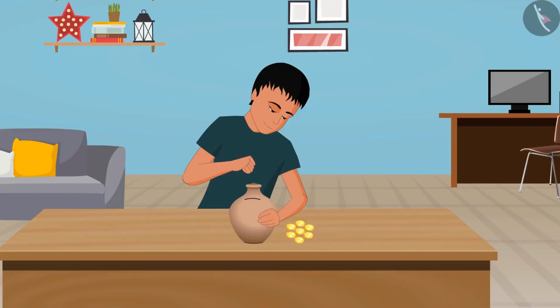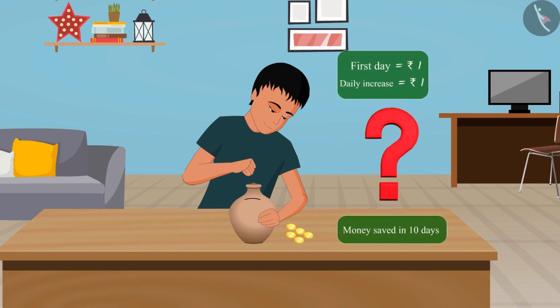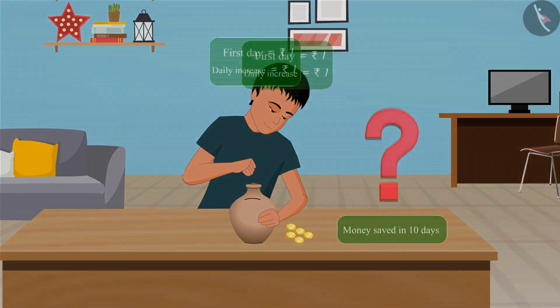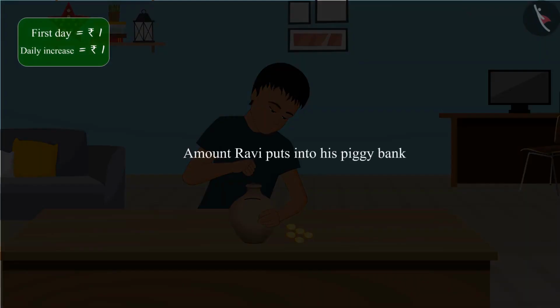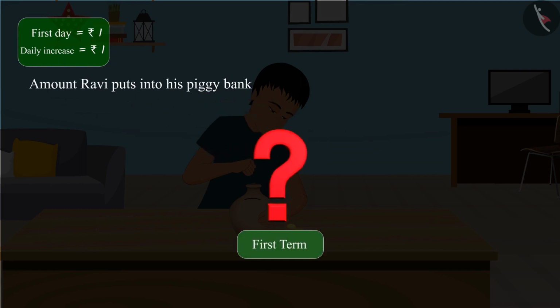Ravi puts money in his piggy bank every day. If he puts 1 rupee on the first day and increases the amount in the piggy bank by 1 rupee every day, can you tell how much money he will save in 10 days? For this, we have to make a list of the amount Ravi puts in his piggy bank every day. What will be the first term of the list?